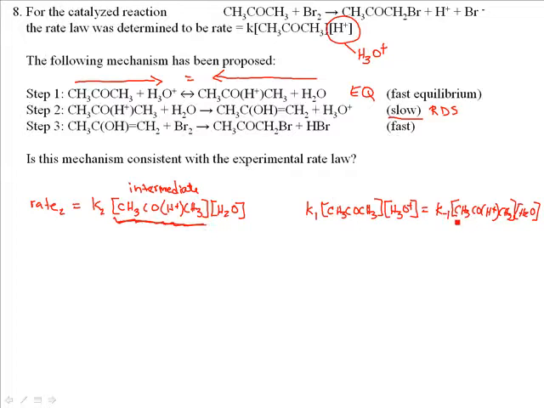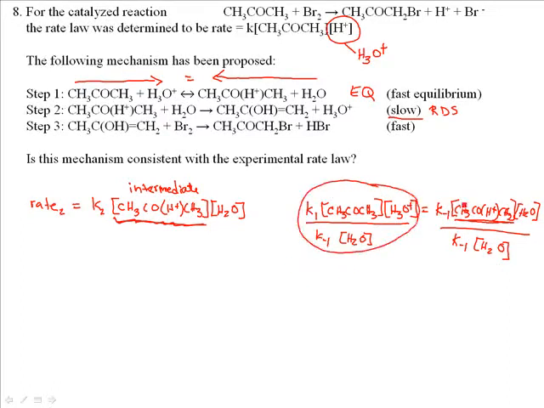So I'm going to solve this equation for this expression. So I'm going to divide out K negative 1 and water from both sides. And that gives me this expression for that intermediate because K negative 1's cancel and the waters cancel. So I'm going to plug that in for that concentration.